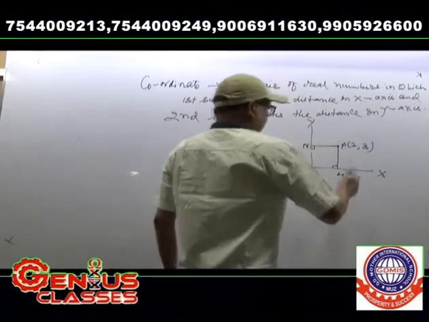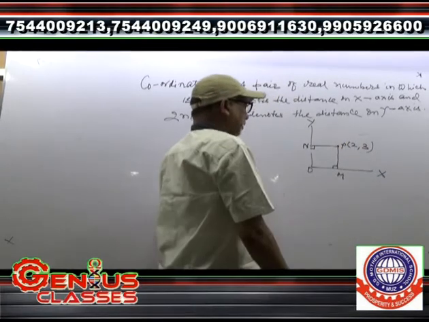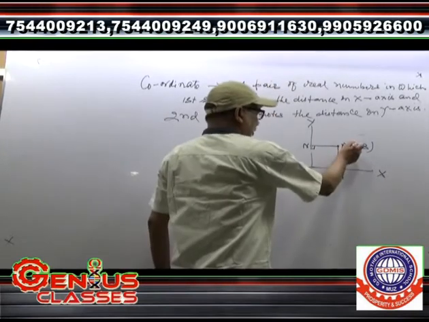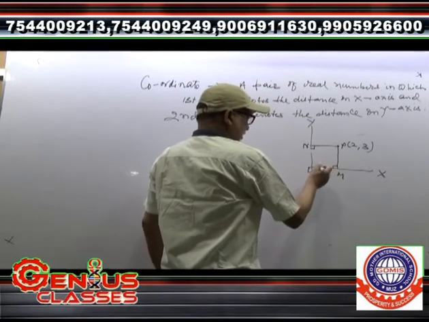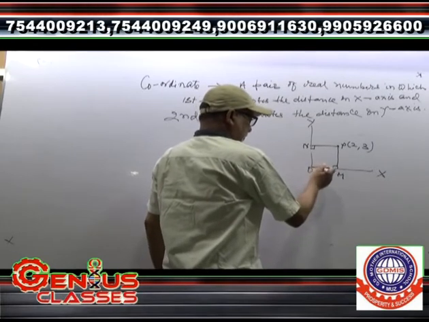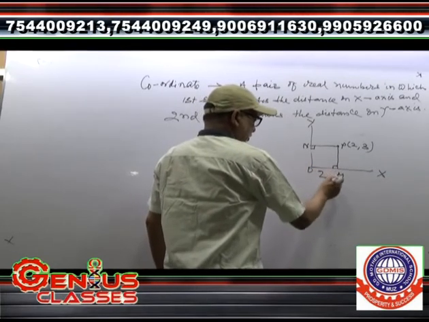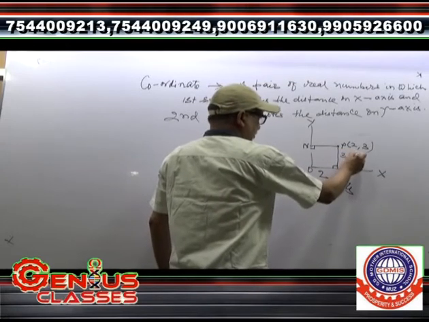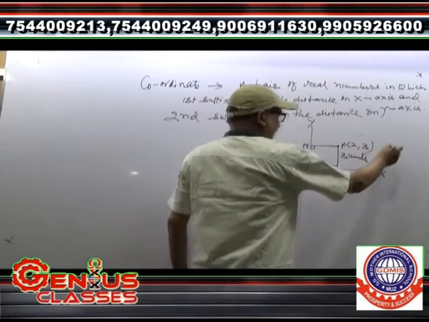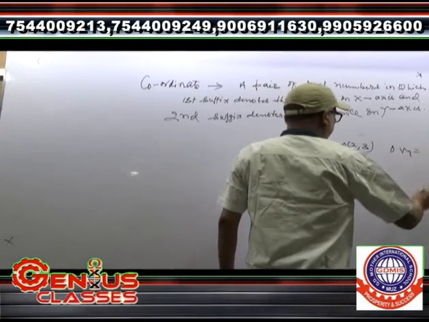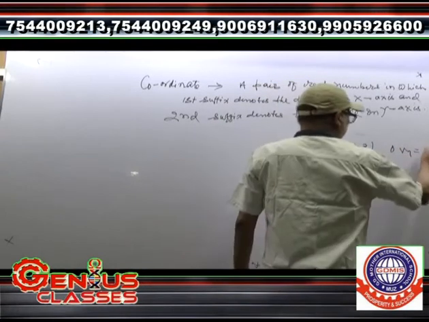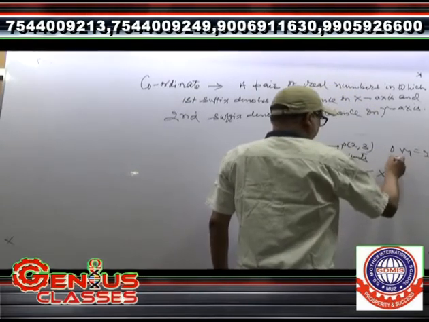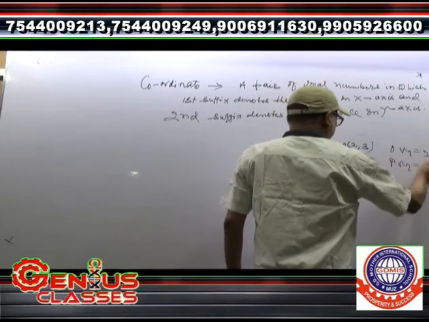So the first suffix in 2, 3, a pair of real numbers, denotes the distance on the x-axis. And OM is equal to 2 units and PM is equal to 3 units. That is, OM is equal to, by the definition of coordinate, 2 units and PM is equal to 3 units.